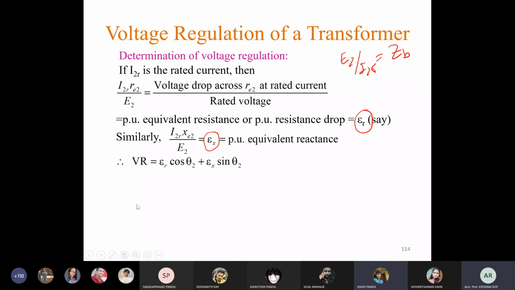So therefore voltage regulation equals epsilon R cos theta 2 plus epsilon x sin theta 2. Using this equation we can calculate the voltage regulation of a transformer for lagging power factor load only. For leading power factor load, this plus sign will be negative. This you can check by drawing the phasor diagram for leading power factor, then applying the same logic.